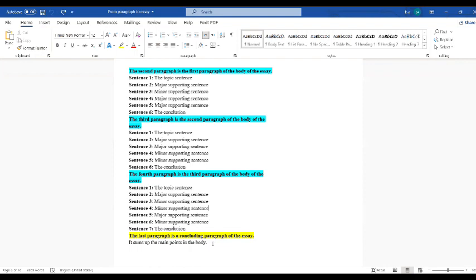You need to summarize. Yes, it's correct. To sum up, it's correct. To add your opinion, it's correct. But to add a new piece of information or a new idea, this is incorrect. Okay.